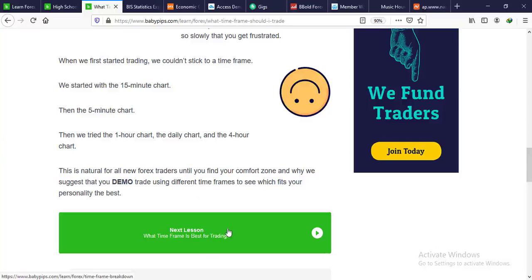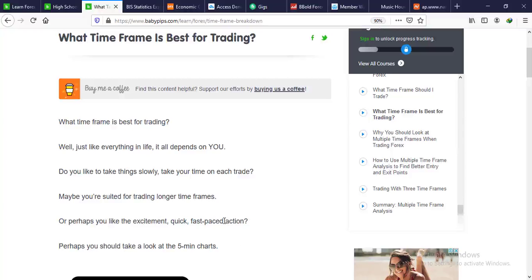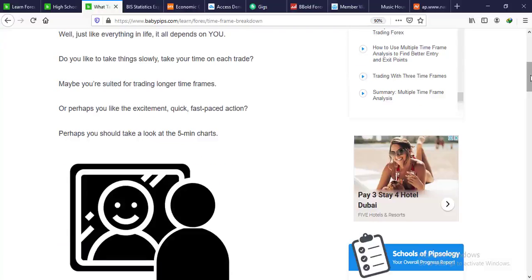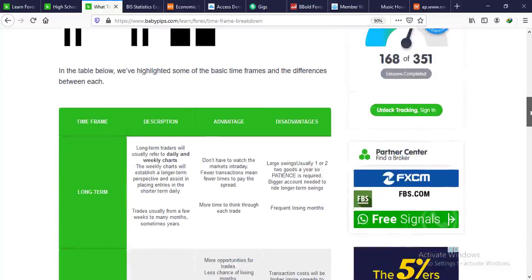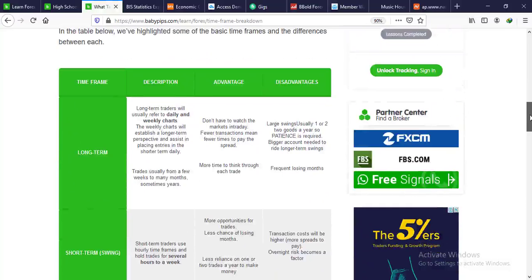Now let's listen. What time frame is best for trading? Well, just like everything in life, it all depends on you. But I will actually say it depends on your account and your personality. Some people might prefer the 5-minute chart because it's quicker and they're just getting out of the market. Some might prefer the daily chart and all that. But let's go down to see the description that Babypips has given to us.